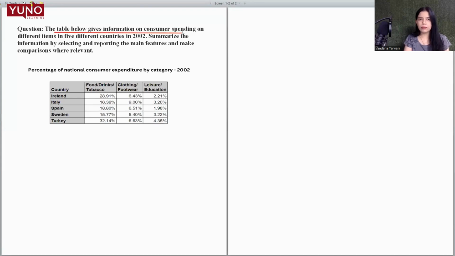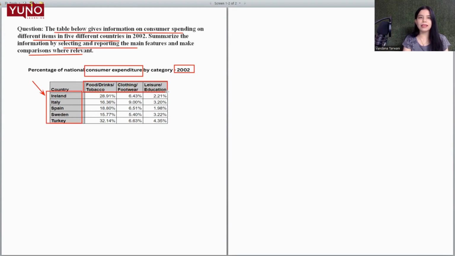The table below gives information on consumer spending on different items in 5 different countries in 2002. Summarize the information by selecting and reporting the main features and make comparisons where relevant. So you have got a table here. What exactly are they depicting? They are showing you the data of the year 2002, and they are talking about the consumer expenditure in 5 different countries and in 3 different categories.